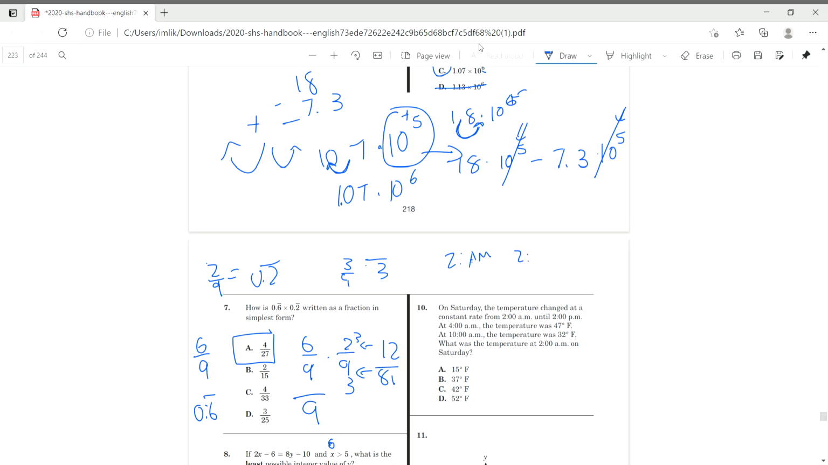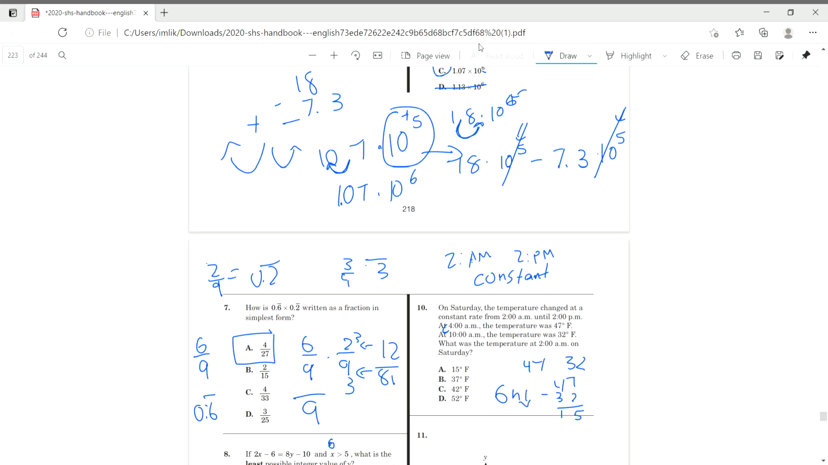and 2 p.m. changed at a constant rate, so constant. At 4 a.m., the temperature was 47, and at 10 a.m. it was 32. So from 4 a.m. to 10 a.m. passed 6 hours. So 47 minus 32, that's 15. So in 6 hours, we dropped by 15.